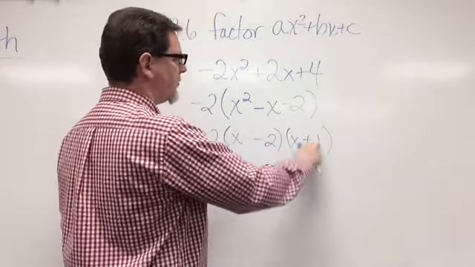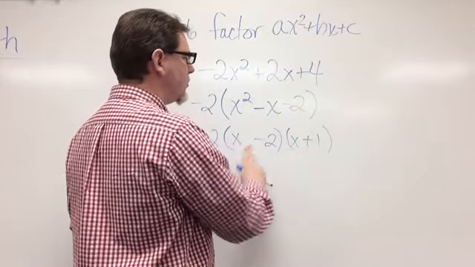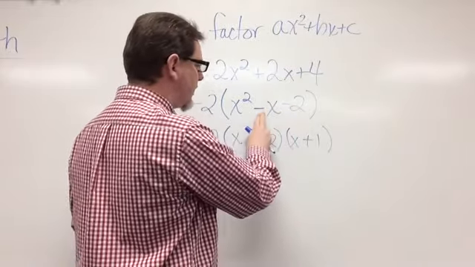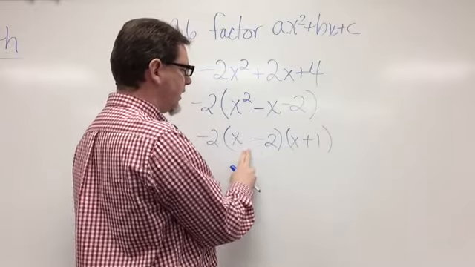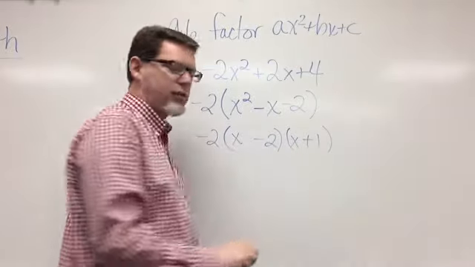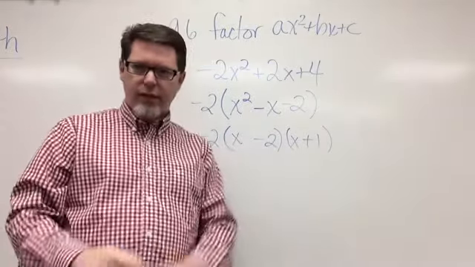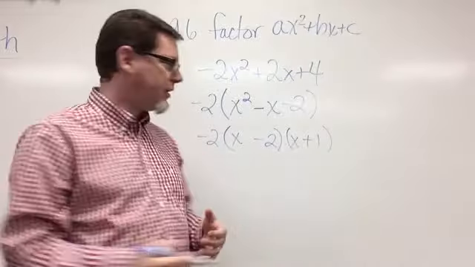Negative 2 times positive 1 is negative 2. Negative 2 plus 1 is negative 1. So my two binomials are x minus 2 and x plus 1. Now, let's just say, for example, that we have an equals 0.